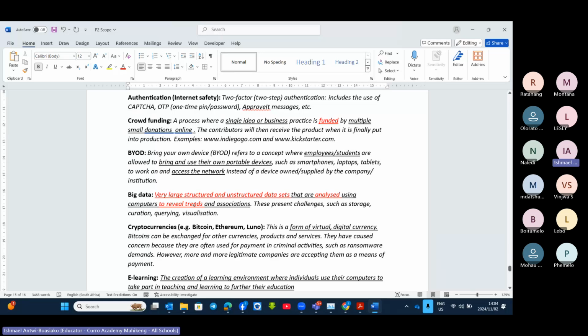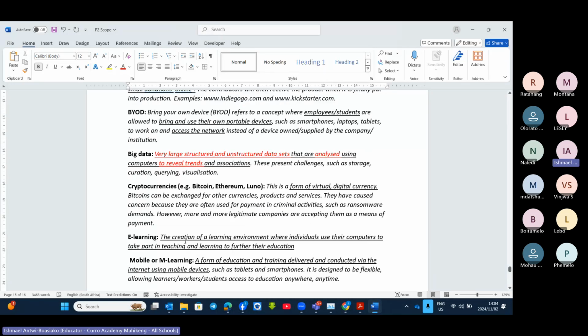So in most cases, there are some challenges there because they are large data sets. So maybe there is no big storage to keep those data sets, and then also query as well as visualization. So these are some of the challenges of having big data, which you must know, at least two of them. And then cryptocurrency, a simple definition: like Bitcoin and Luno, it is a form of virtual currency or digital currency. Then the cryptocurrencies can be exchanged for other currencies and products.